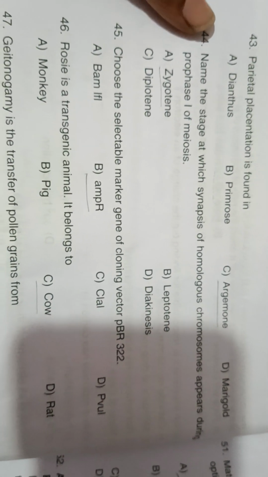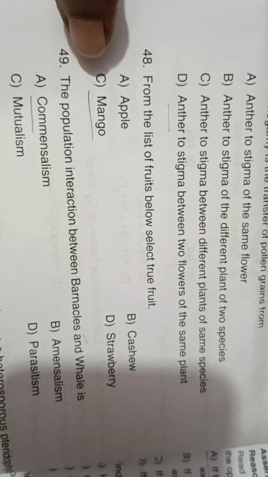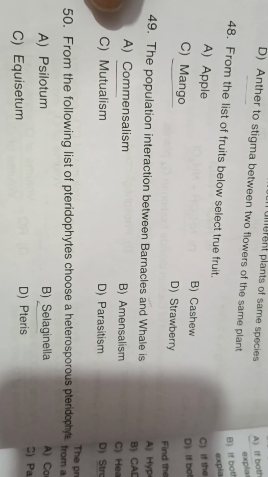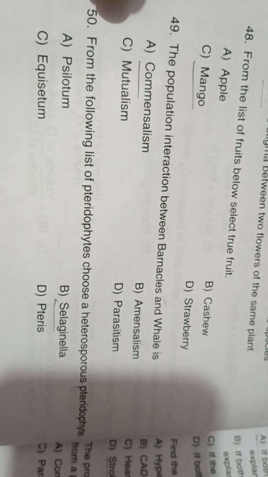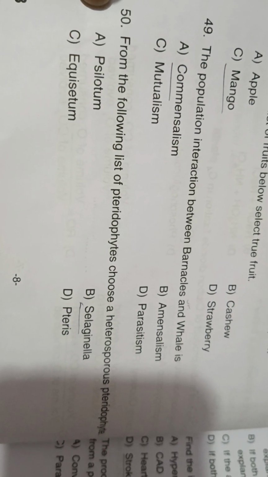Option C. Name the stage at which synapsis of homologous chromosomes appears during prophase I of meiosis. Zygotene. Choose the selectable marker gene of cloning vector pBR322. Option B, AmpR. Rosie is a transgenic animal belonging to cow. Option C. Geitonogamy is the transfer of pollen grains from anther to stigma between two flowers of the same plant. From the list of fruits below, select true fruit: mango. The population interaction between barnacles and whale is commensalism. Option B.